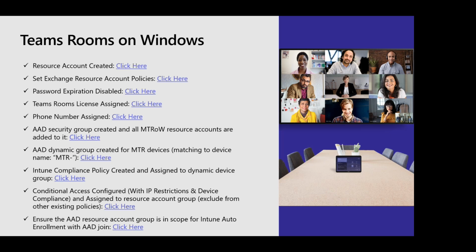And so assigning a phone number, that's a huge thing, right? If you want to be able to call out from the Teams meeting room, you're going to need to assign a phone number. And all the work that you can do in Azure Active Directory, setting up the dynamic groups and security groups, and then setting up the Intune policies and conditional access, and all of that stuff is really, really good to have. And I promise you, if you do all of these things, it's going to make your life a whole lot easier.